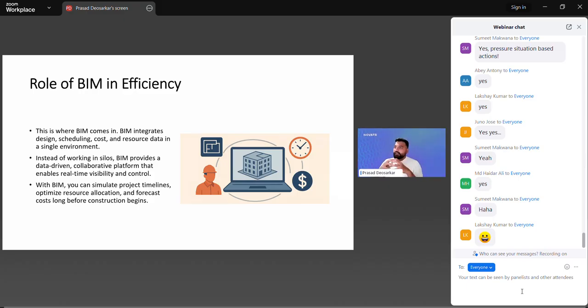So now there are tools, there is software, where you can actually integrate your BIM model elements to a schedule. So how many of you know what a construction schedule is? Are you guys aware of what a construction schedule is?